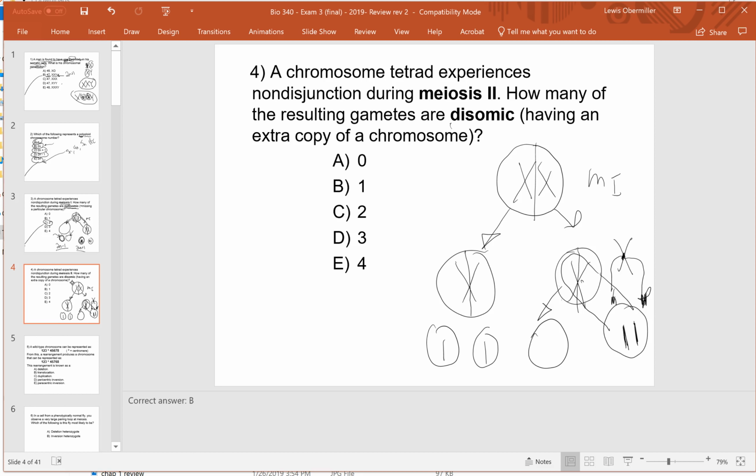So how many would be disomic? That means it has 2, and the answer is 1. Only this one here would have 2 chromosomes, an extra copy.